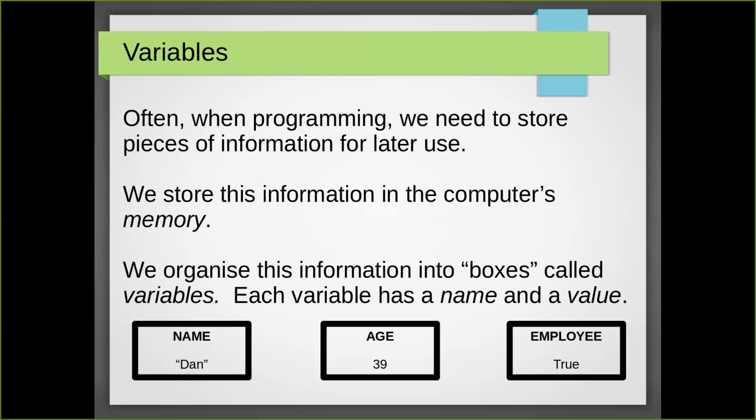We might have a variable called employee, and that might store the value true. So we have a name for the variable, which essentially declares what it's storing, and then the value for that. And variables are enormously important in programming. You will be using them all the time for any computer program that you do. You're constantly storing pieces of information and then using them and manipulating them and passing them around and doing all sorts of things, as you will soon see.